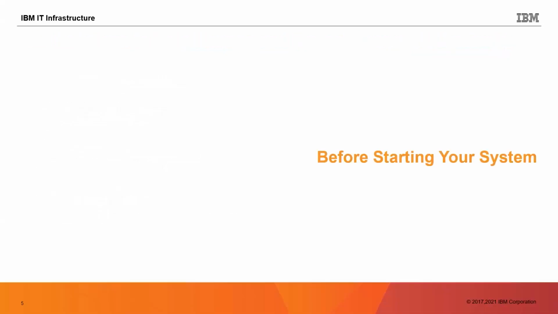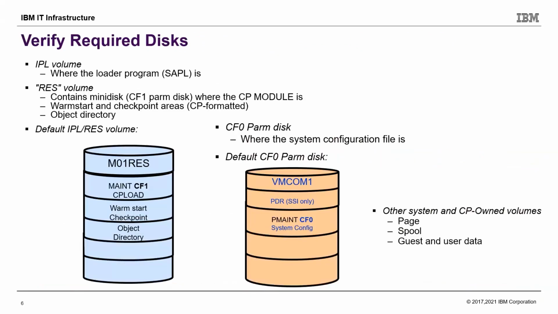We'll start out with things to be aware of and things you might want to set up ahead of time before you start your system. The first thing is that there's a series of disks required to run a VM system. You want to make sure these are all set up for you at installation time when you install VM, but you want to know where they are, because you will be making changes to some of these for service and things like that.